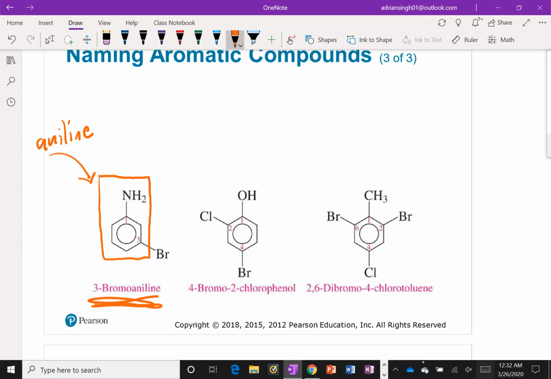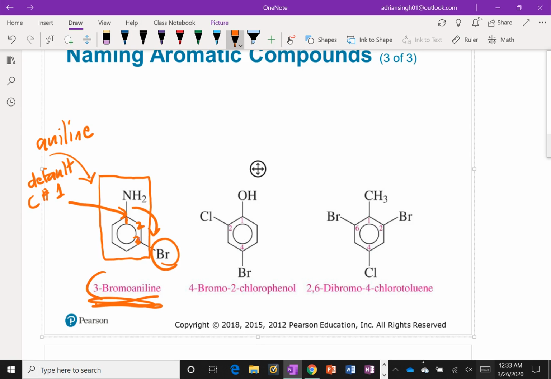And this structure on its own, that's called aniline. And wherever that NH2 is attached, that has to be carbon 1 by default. So you're locked in place in terms of where carbon 1 has to be. So then we're just going to number it either clockwise or counterclockwise to give the lowest number to where that bromine is. And in this case, we want to go clockwise. So 1, 2, 3. The bromine is on carbon 3. So it's 3-bromo. And then aniline is our last name.